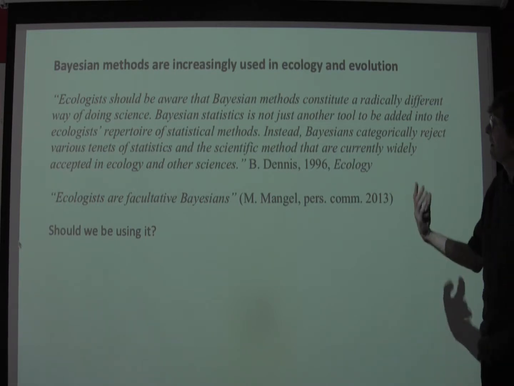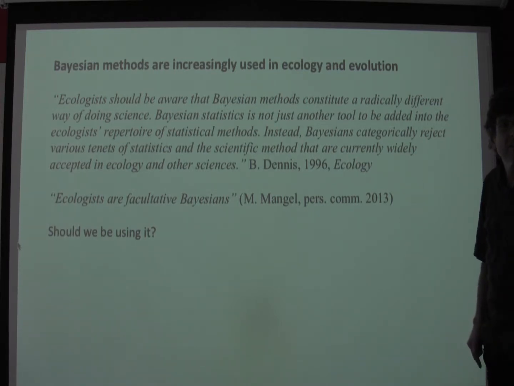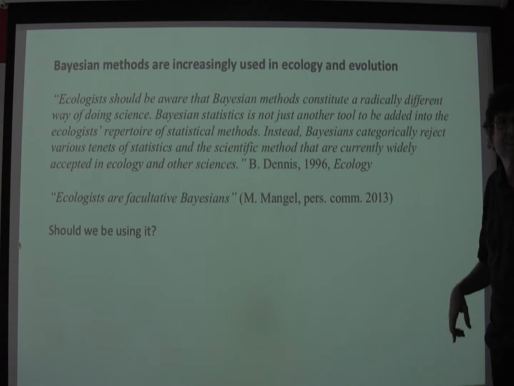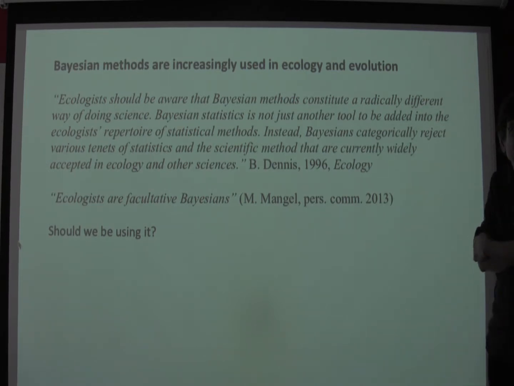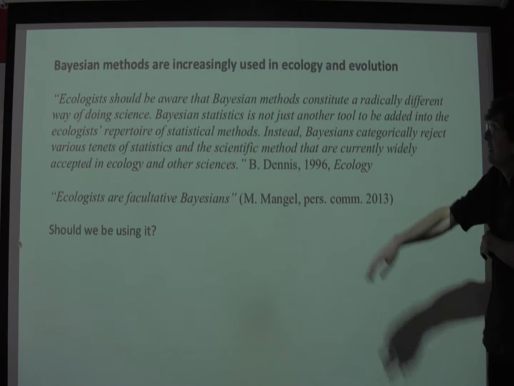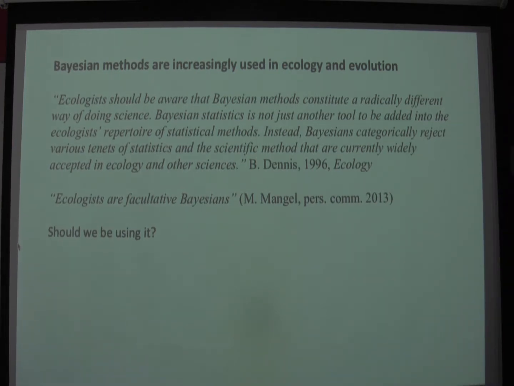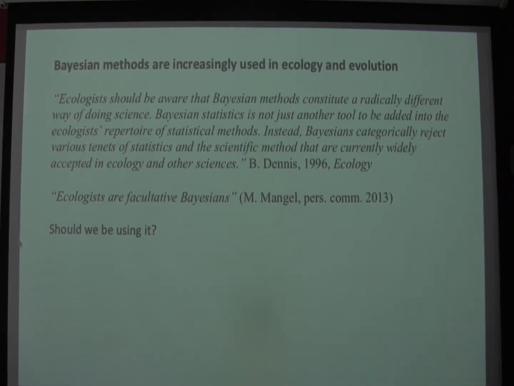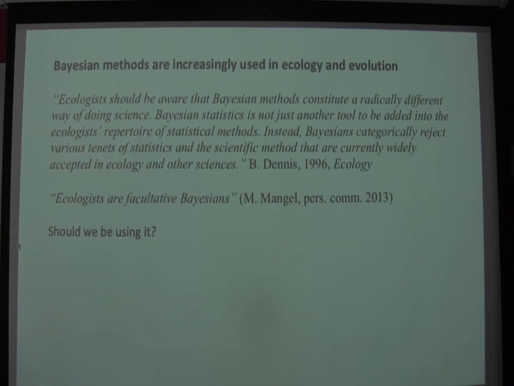Bayesian methods are increasingly used in ecology and evolution. We see them more and more. They're not going away. Every year it seems like more and more examples are found. This is a bit of an old school attitude then. Ecologists should be aware that Bayesian methods constitute a radically different way of doing science. Maybe that's a good thing, I don't know.